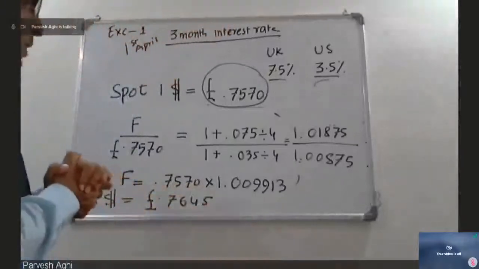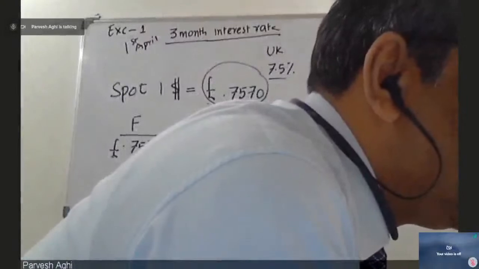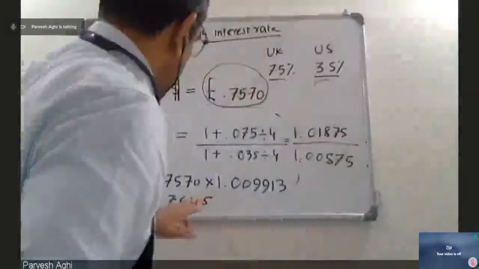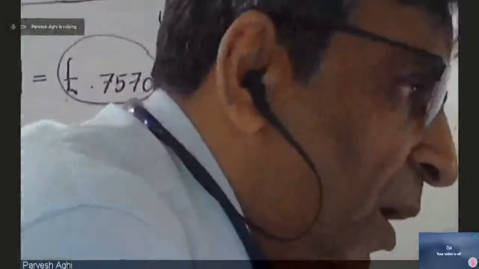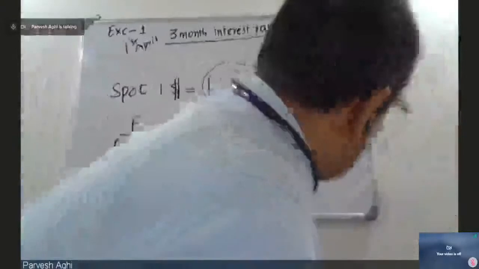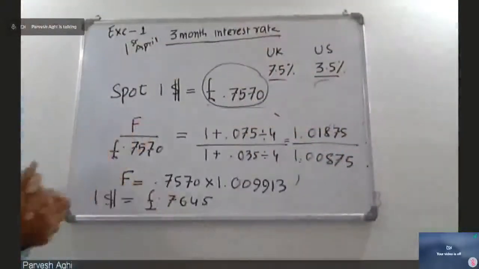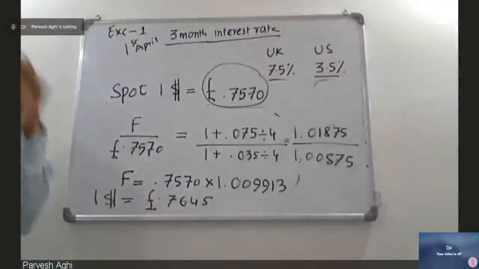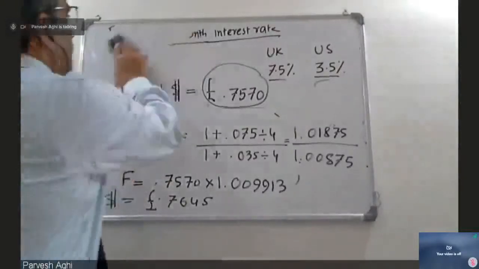Okay, fine. So this is given in your question, 0.7570. I'm just checking. The forward rate is 0.7645. Yes, absolutely right, Ranjit. Ayushi, you have also done right, 0.7645. Please look at the answer here. So this is the way we have done it. Now I move into the second question. We move to the second exercise.